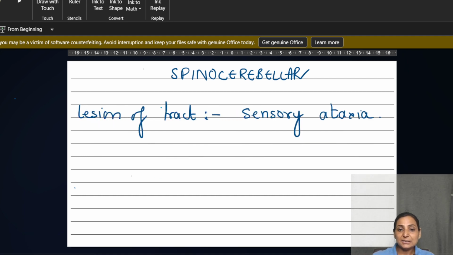And if there is a lesion of this tract, the patient develops what is called as sensory ataxia. That means closing the eyes, the person will sway. That is what is ataxia.